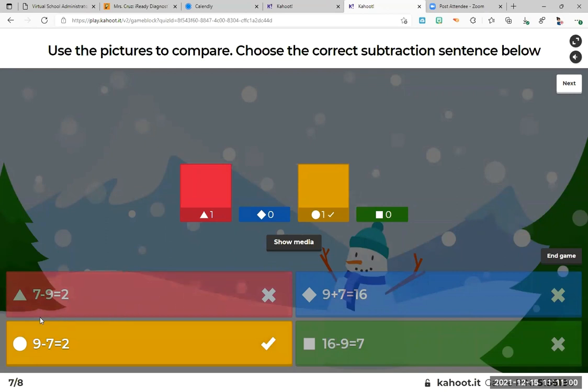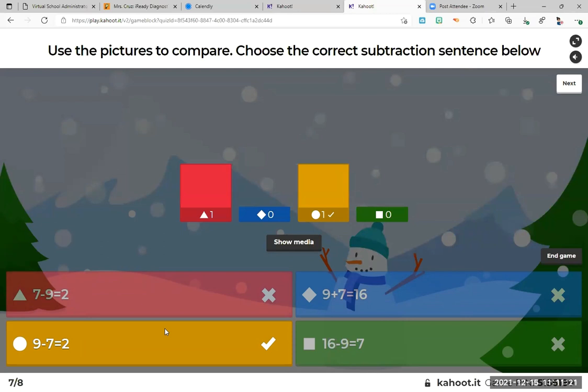Everybody put up 7 fingers. Try to take off 9. You can't do it. It doesn't make sense. So look at that. You started with a small number for subtraction. Nope, can't do that. So 7 minus 9 does not make sense. It's impossible.